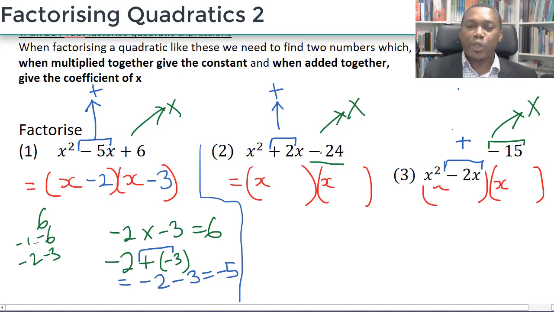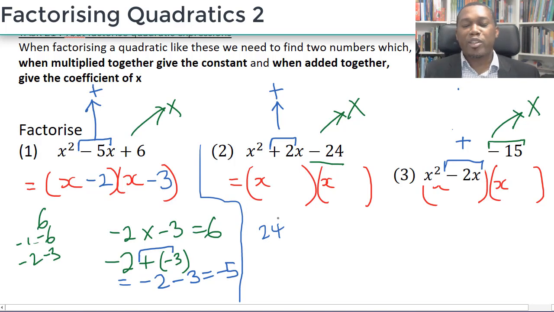This one, for number 2, when the constant is negative, and that's the case in number 2 and number 3, the constant is negative, that means one of my numbers has to be negative, one has to be positive. That's the thinking there. So I'm thinking, and I want a positive answer. So what's going to be bigger, the negative answer or the positive answer? Think about that.